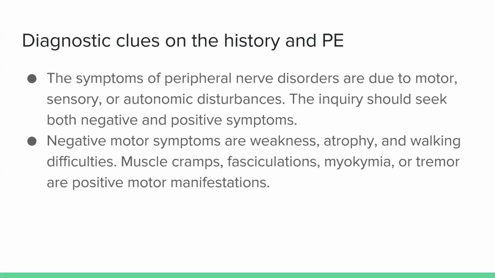So there are many diagnostic clues in the history and the physical examination that we can gather before we go into electrodiagnostic tests and sophisticated tests to make our diagnosis. So again, there will be derangement of the motor, sensory, and autonomic functions. So negative motor symptoms, the patient will have weakness, atrophy, and walking difficulties. Positive symptoms, on the other hand, cramps, fasciculation, tremor, or myokymia, which is a rare undulating movement of the muscle that we can see. It's a positive motor symptom.